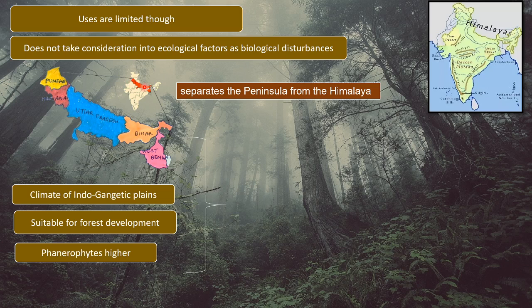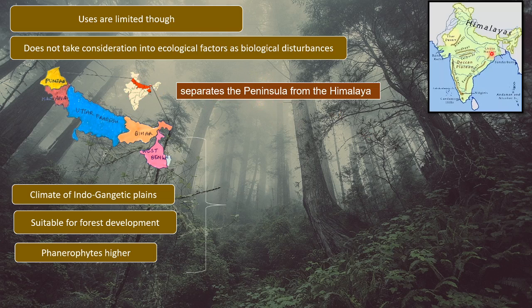So basically what is the Indo-Gangetic plain? This is the Indo-Gangetic plain, all the states that come in this part. The Indo-Gangetic plain actually separates the peninsula from the Himalaya. So peninsula is nothing but India. A peninsula is a place which is surrounded by water on three sides. If you see, India is surrounded on three sides by water, and therefore India is called a peninsula. And so the Indo-Gangetic plain is the area that separates India, or we can name it as peninsula, from the Himalaya.